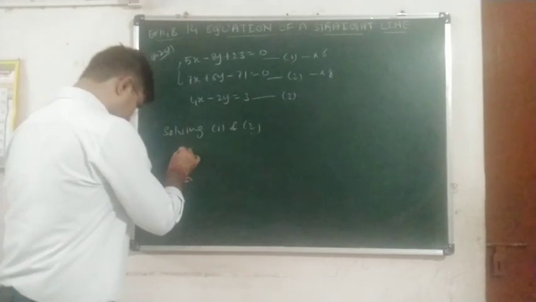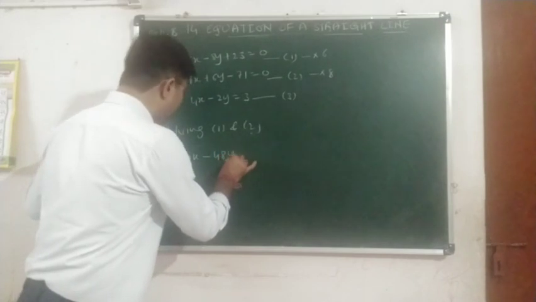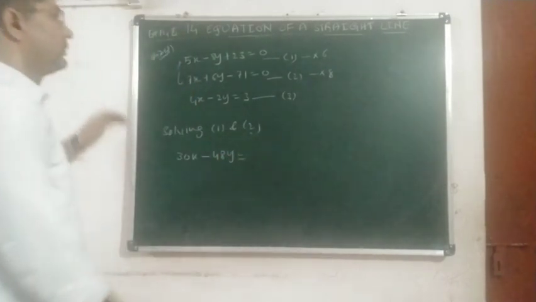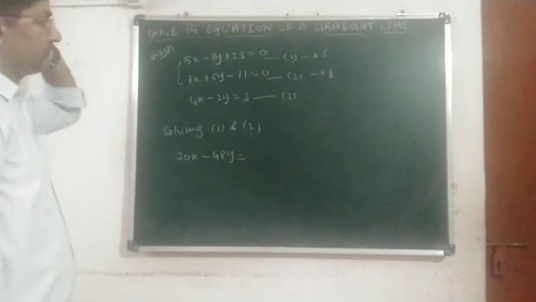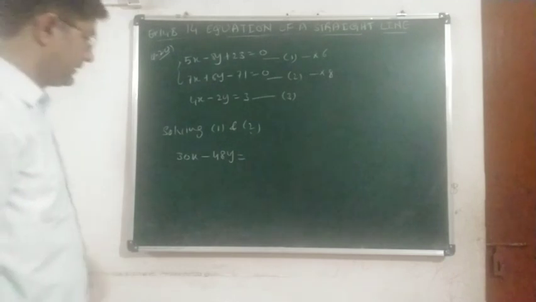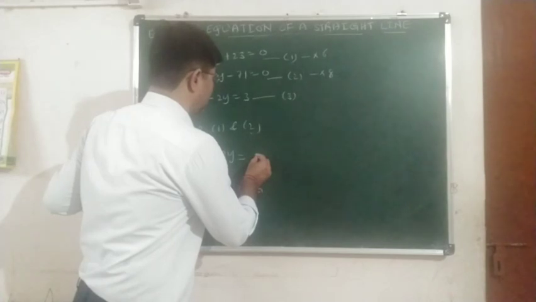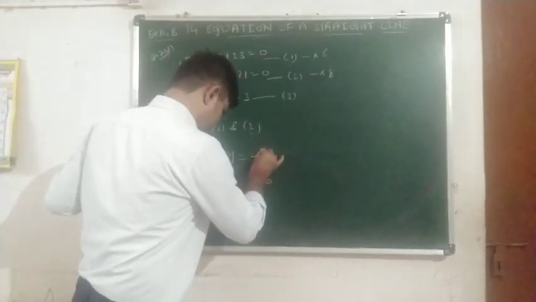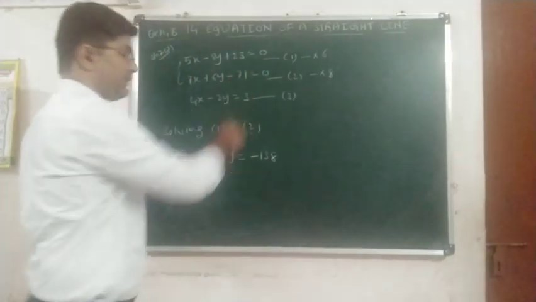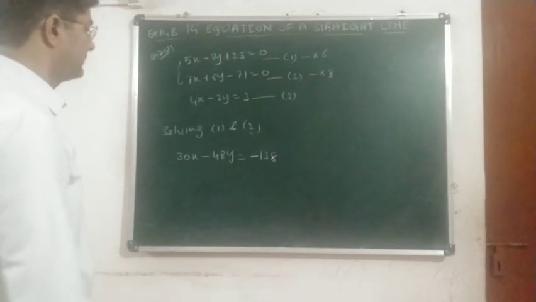Okay, so 6 5s are 30x minus 48y is equal to, 23 6s are 138. Yes or no? And that will be minus 138, because 23, when you transpose it, will be minus 23. So minus 23 into 6, minus 138.